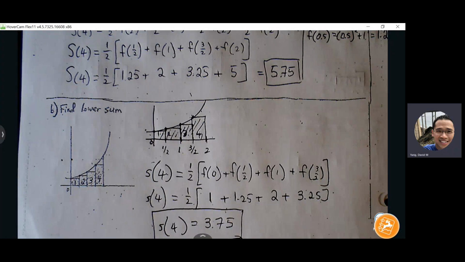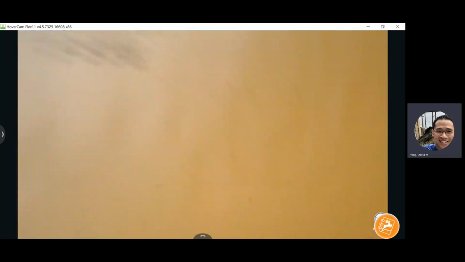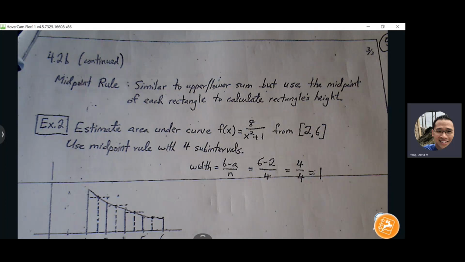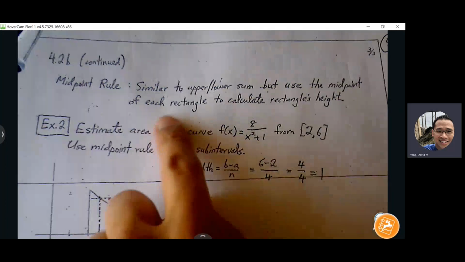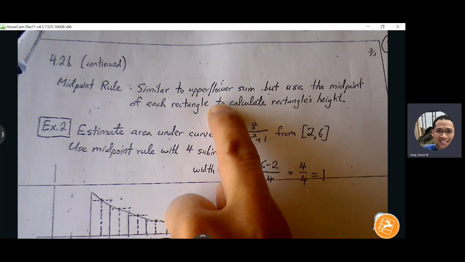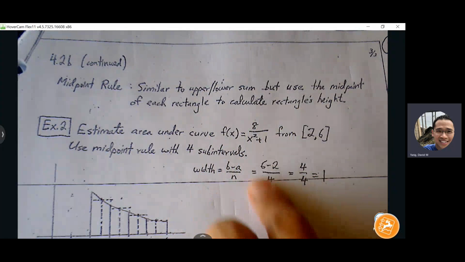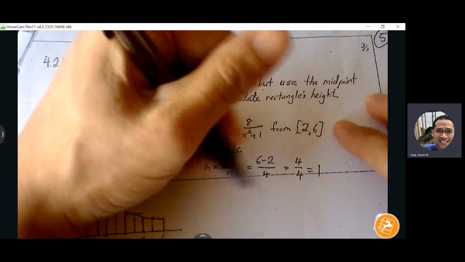Okay, so there's one more type of approximation that we need to talk about today, and then we'll look at some practice problems from your textbook. Okay, so next page. Now there's also this midpoint rule here. It's similar to upper and lower sum, but now we want to use the midpoint of each subinterval to calculate the rectangle's height.